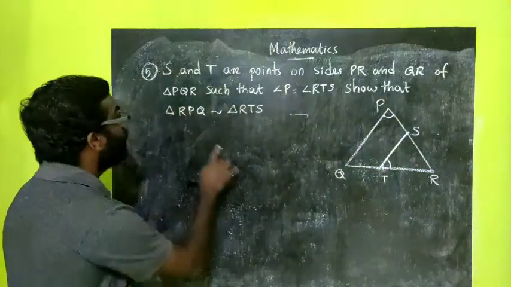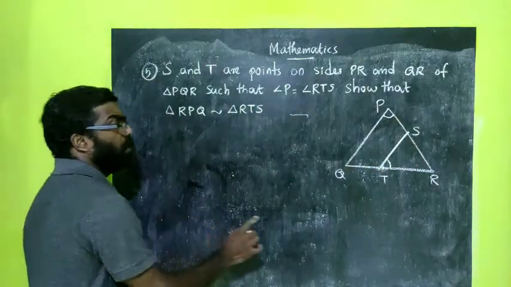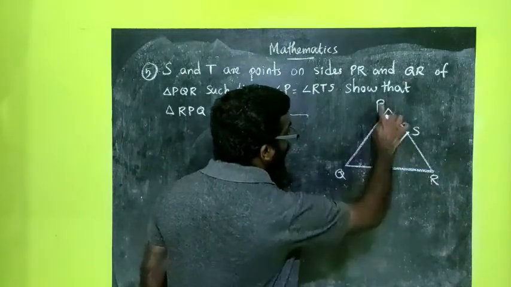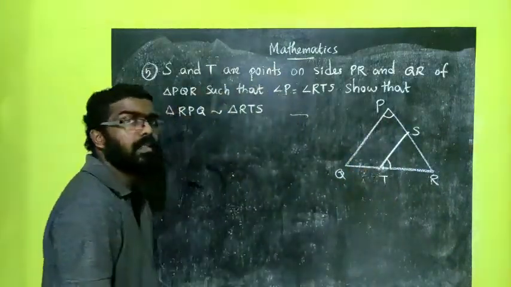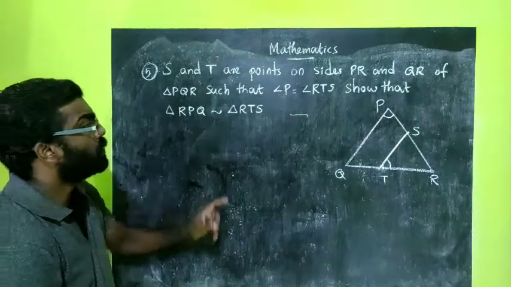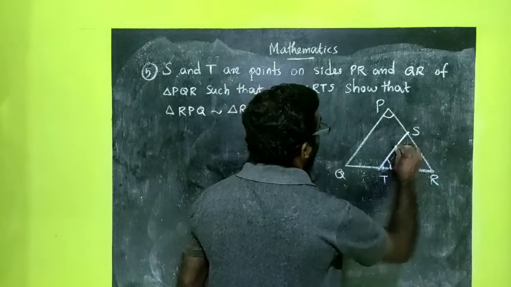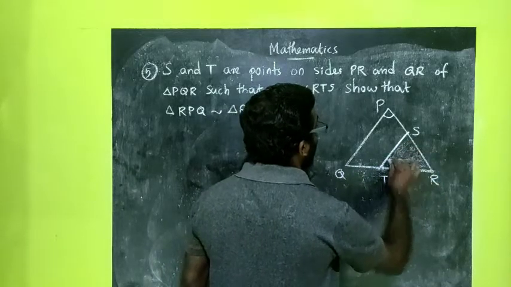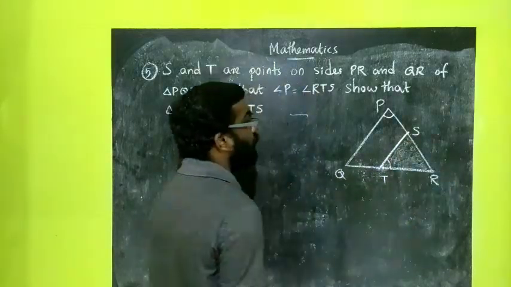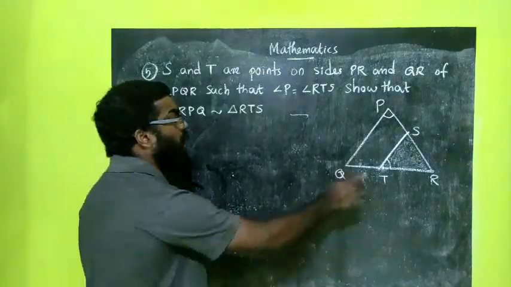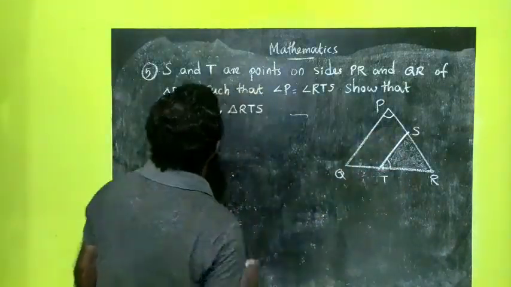And we have to prove triangle RPQ, the whole triangle, the large triangle, is similar to triangle RTS, the smaller triangle. Large triangle and the small triangle are similar. That we have to prove. It's a very simple question. So we are given two angles are equal.